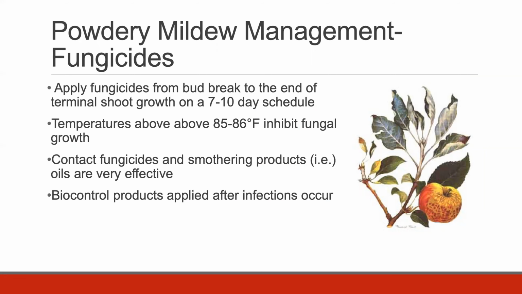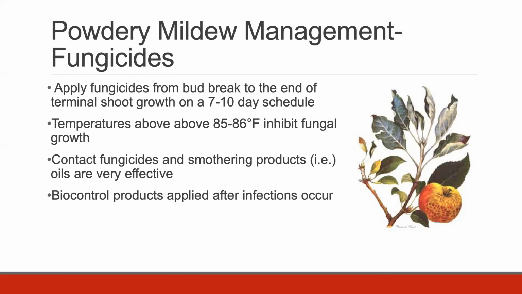Once temperatures get above 85 or 86 degrees Fahrenheit, fungal growth is inhibited and the need for powdery mildew specific fungicides is less important. Contact fungicides such as sulfur are very effective. They also are cost effective in that they cost significantly less than some of the eradicant fungicides.